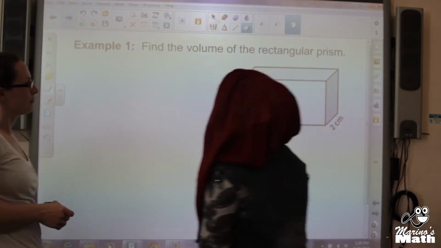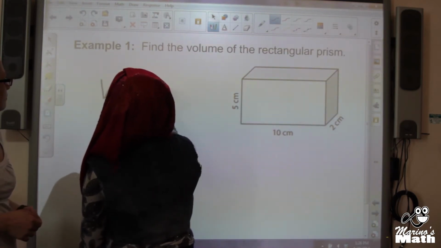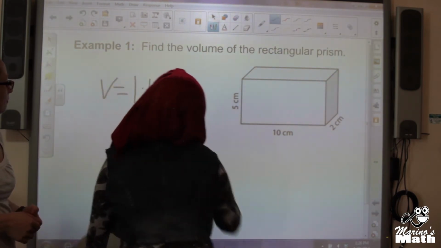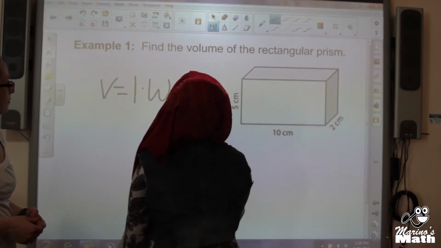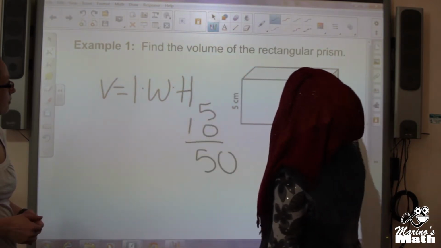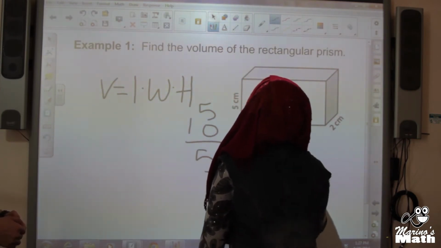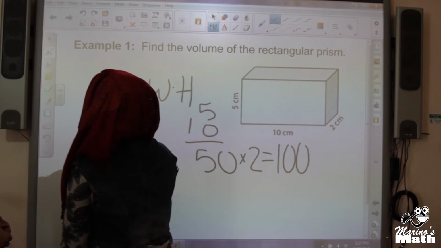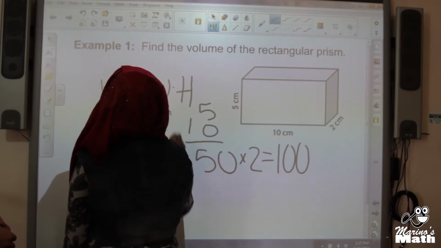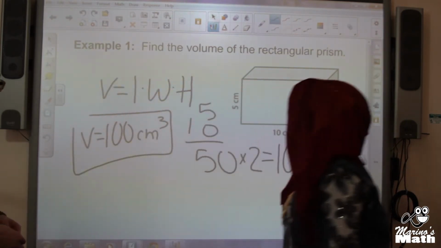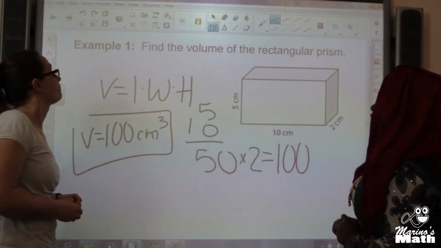So to find volume, you have to do length times width times height. So first we will do 5 times 10, and that equals 50. And since the height is 2, we will do 50 times 2, and that's 100. So volume equals 100 centimeters cubed. Beautiful. And again, don't forget that you need to cube your label. Cube centimeters is what we're looking for there.